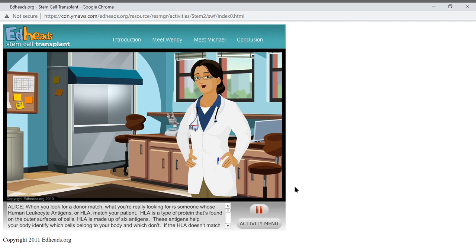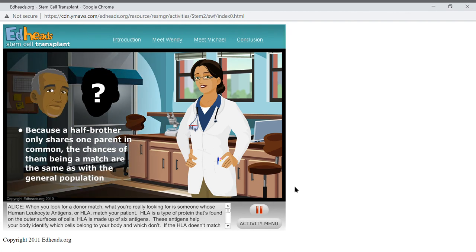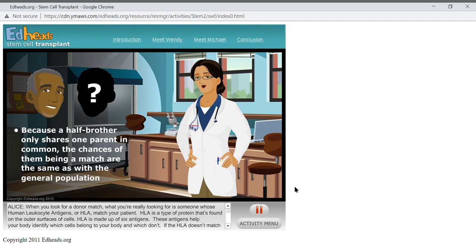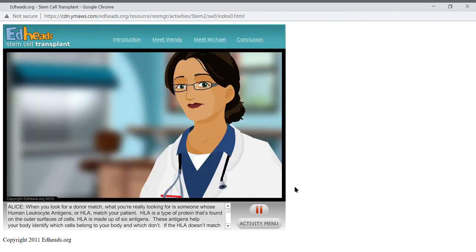However, Michael's only sibling is a half-brother, so he would have the same likelihood of a match as the general population. This makes the situation even tougher for Michael, but I'll start the request for a match and we'll see what we come up with. I was afraid of this. We were unable to find a match for him in the bone marrow donor registry.